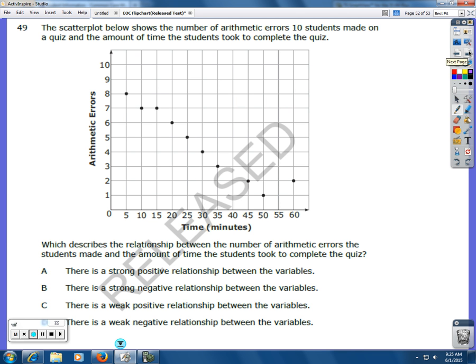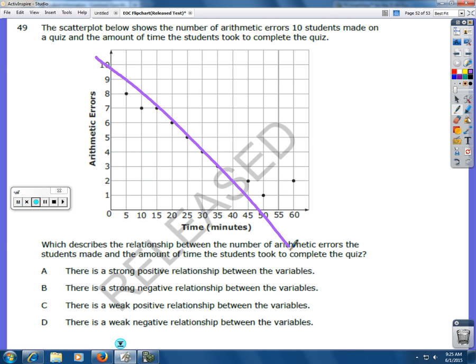All right, number 49. The scatter plot below shows the number of arithmetic errors 10 students made on a quiz, and then the amount of time it took for the students to complete the quiz. And the question asks, what kind of relationship is there between the variables? So how are they correlated? What's the connection? If you were to draw a line that would fit where the dots are spread, it would look something like this, give or take a few spaces.